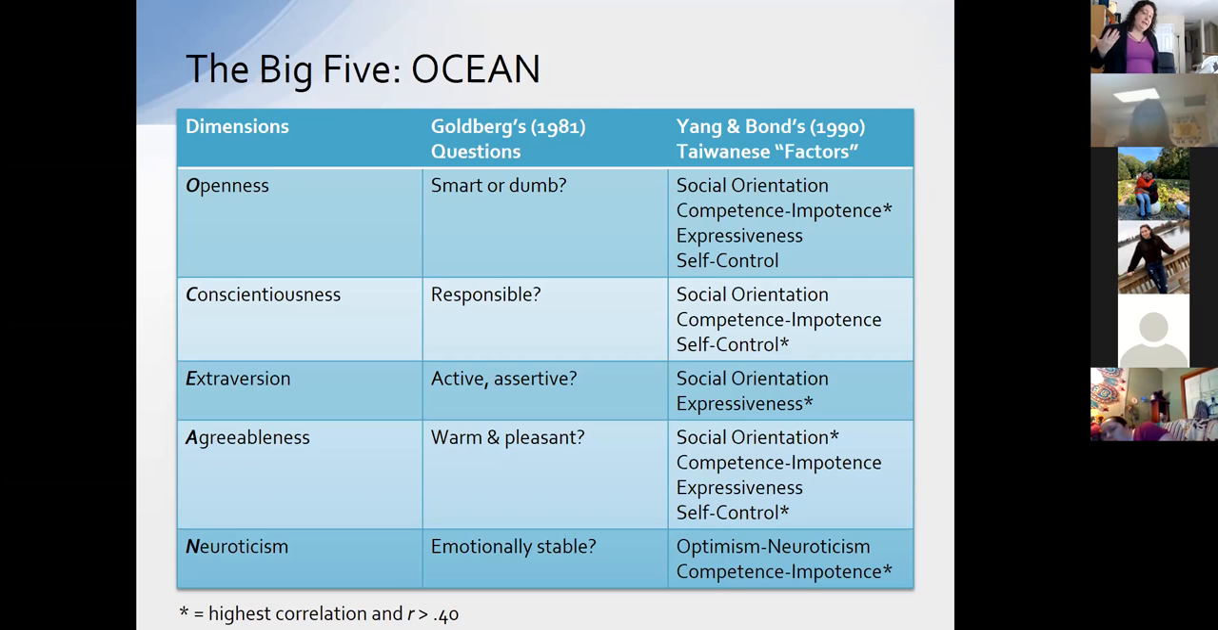Extroversion, Goldberg's question is, are you active, assertive? So again, social orientation here, you would think, maybe the highest, but no, it's expressiveness that's the highest. Social orientation is the highest with agreeableness, but also with self-control, the same one that was high with conscientiousness. And again, Goldberg's question here is, are you warm and pleasant? And then neuroticism is, are you emotionally stable? And here we see competence, incompetence, there we go, coming out the most. So again, these are really way more complicated, right? And especially when you look beyond our culture. Right, not everything is going to slot into these five boxes.